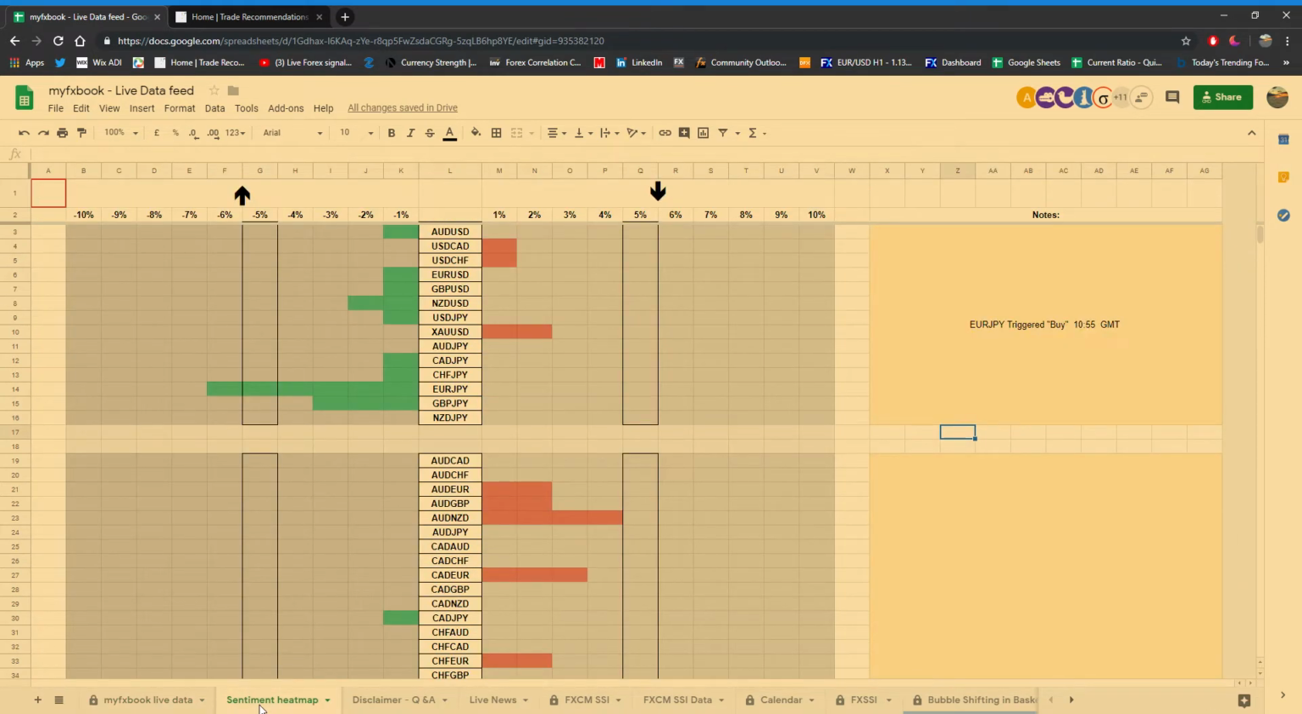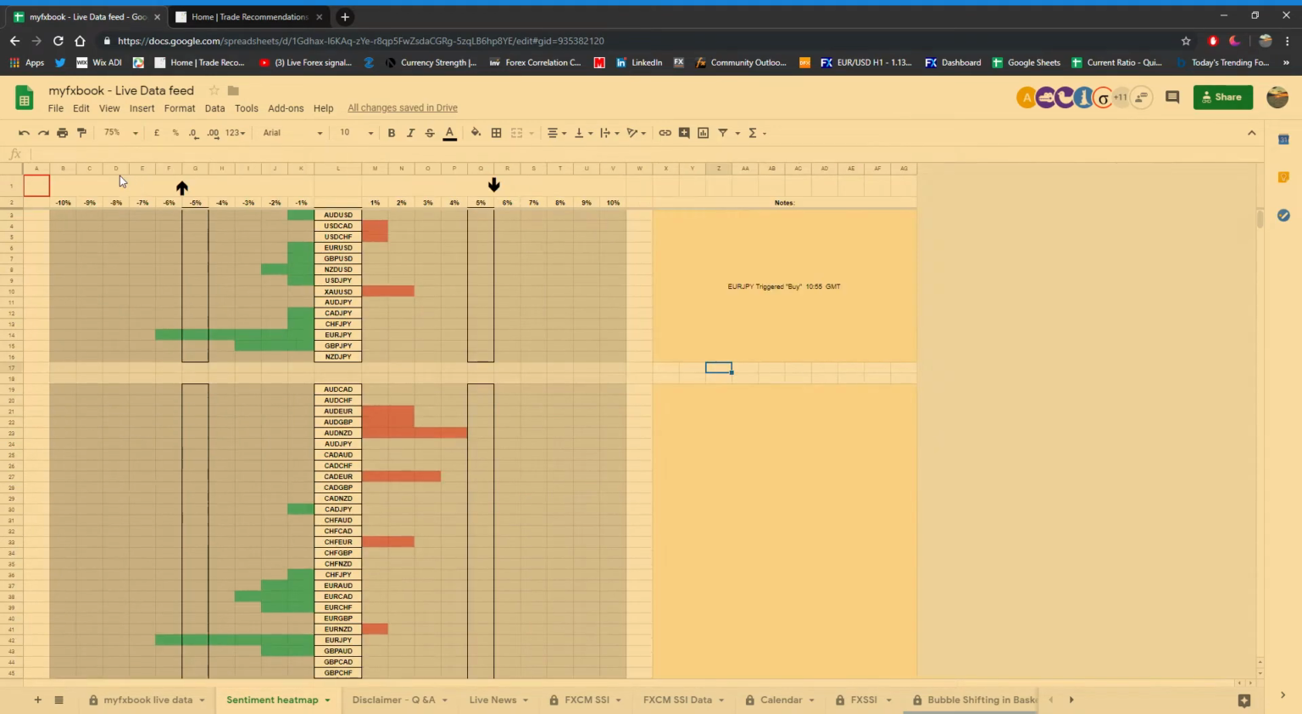Sentiment heat map. This is a new thing that I've devised. Anything over the 5% line, it's a buy. It's using the same data as the first tab, but it's expressed differently, so visually it should be easier to see at a quick glance. Anything sticking out is a buy. Anything sticking out here is a sell. So this Australian dollar, New Zealand dollar might trigger.